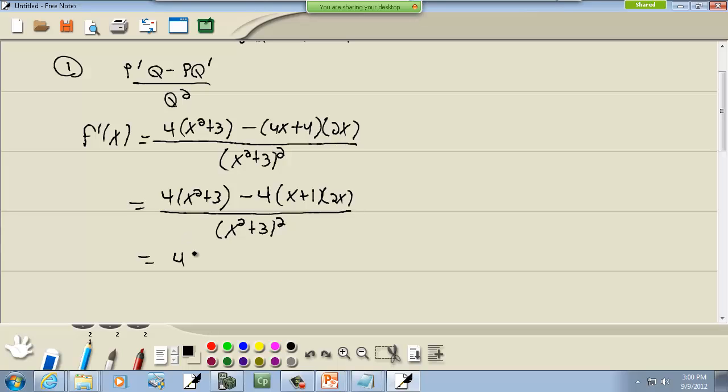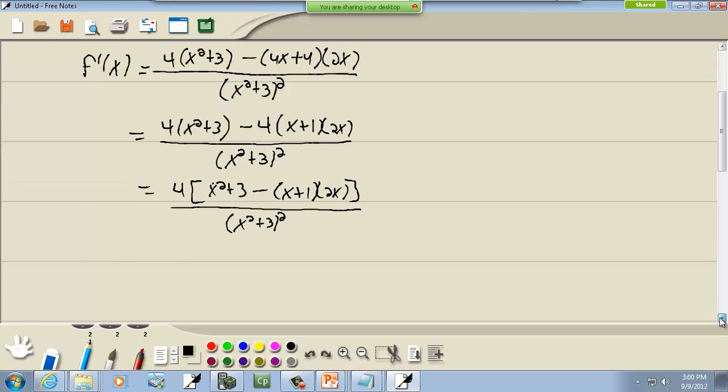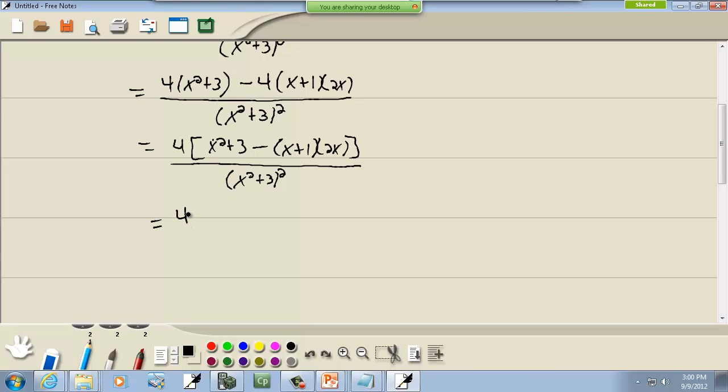Now I can factor a 4 out because they have that in common, and that leaves us x squared plus 3 here, minus x plus 1 times 2x, over x squared plus 3 squared. Again, factor out the GCF. So then I got x squared plus 3 minus, and I'm going to multiply the 2x through. 2x times x is 2x squared. 2x times 1 is 2x, over this.